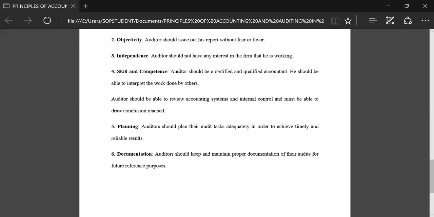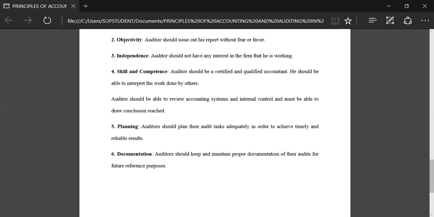Another principle is planning. It expects that auditors should plan their audit tasks adequately to achieve timely and reliable results. And the last principle is documentation. This expects that auditors should keep proper records of audits and maintain proper documentation for future record purposes.